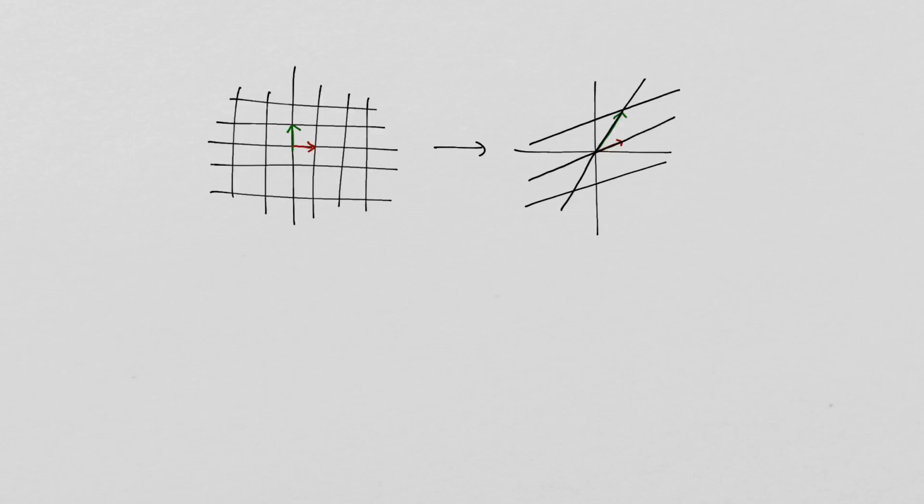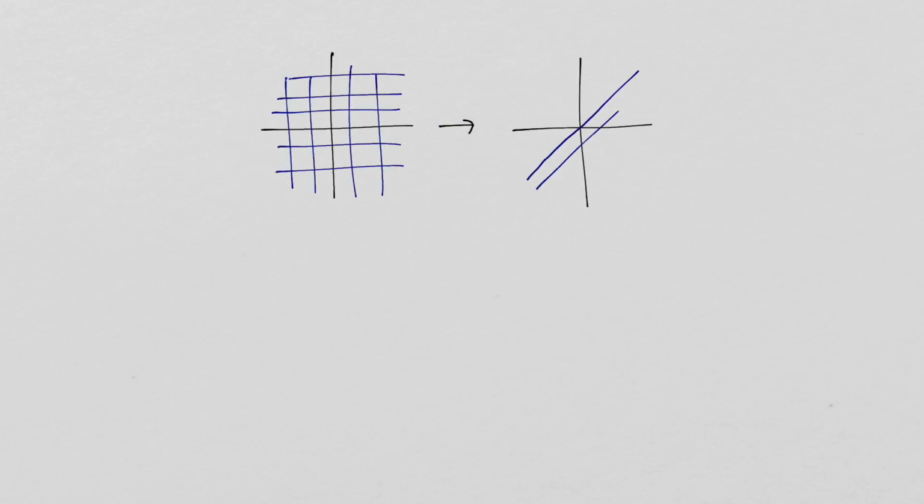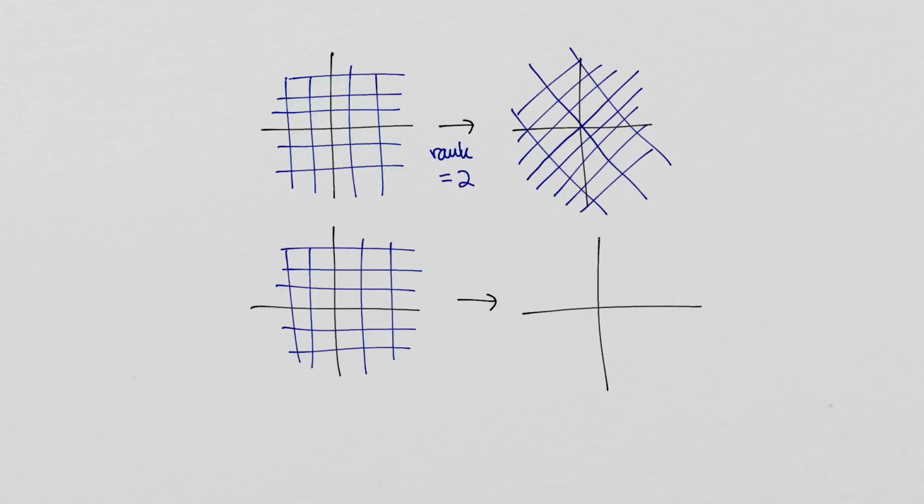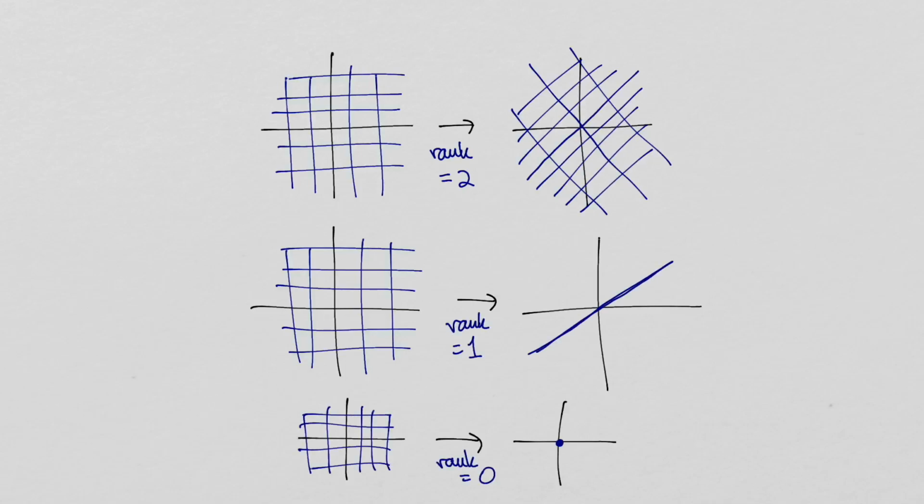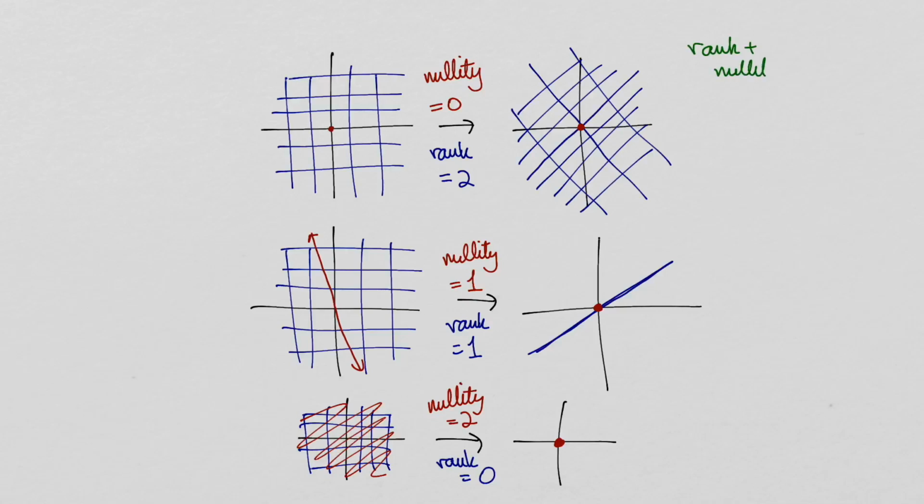A linear transformation is fully specified by the images of the vectors in a basis. The rank of a transformation is the dimension of its range. The nullity of a transformation is the dimension of the space of vectors that maps to the zero vector. The rank nullity theorem says that the rank plus the nullity of a transformation equals the dimension of its domain.